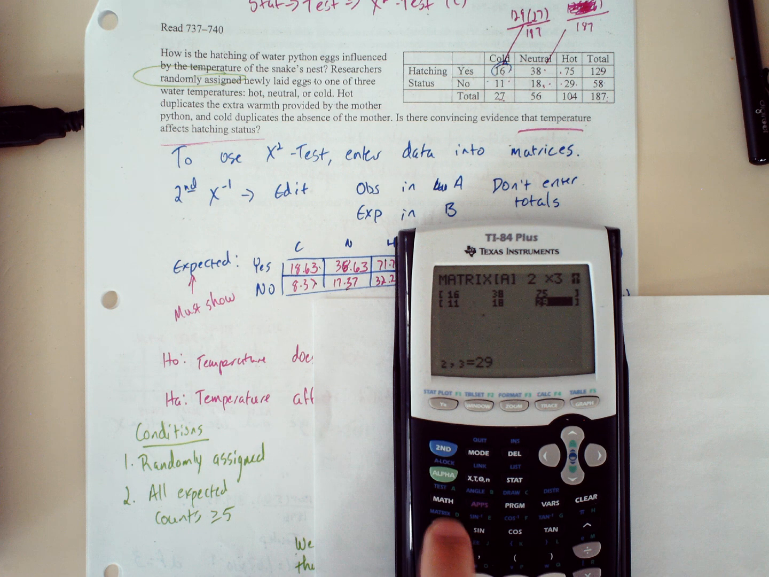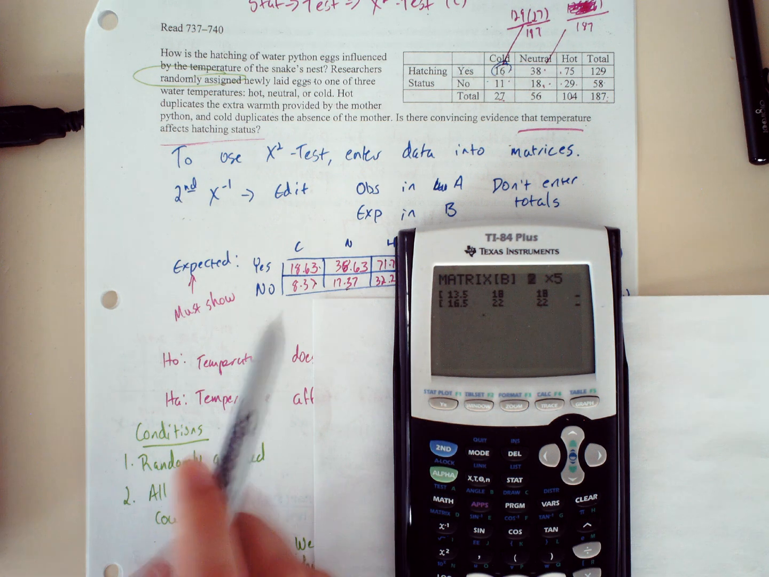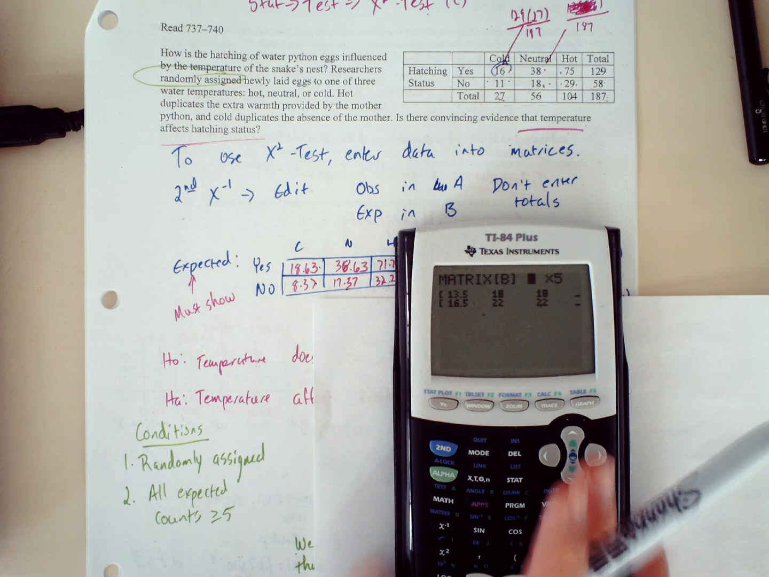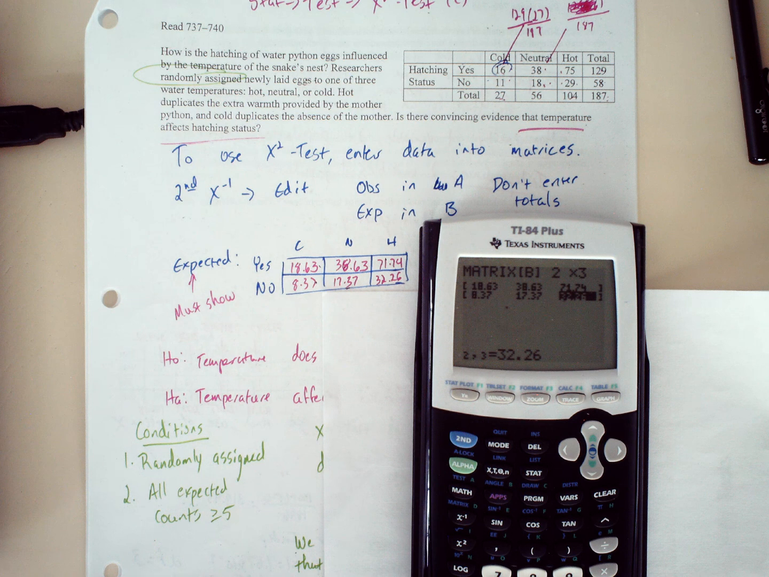I'm going to go back to second and inverse x, arrow over to edit again, and now in matrix B, I'm going to put in these expected counts that I just found here. So that's going to be my 18.63. Oh, again, I have to change the size of the matrix. My 18.63, my 38.63, my 71.74, my 8.37, my 17.37, and my 32.26. So my expected counts are in matrix B.